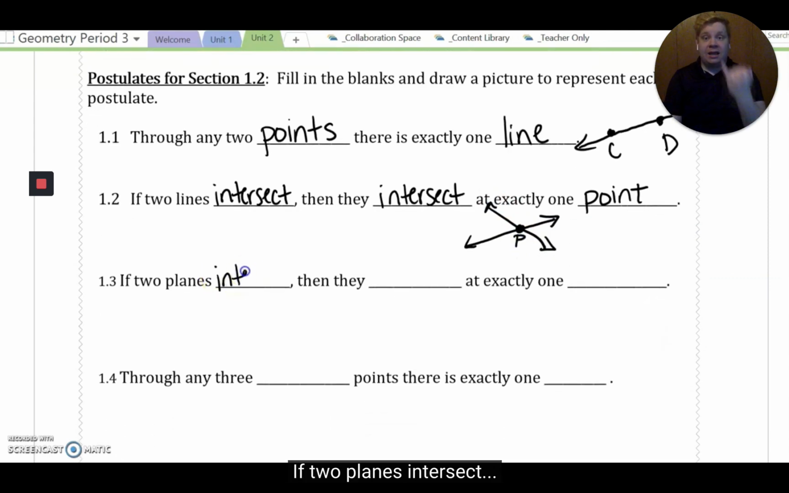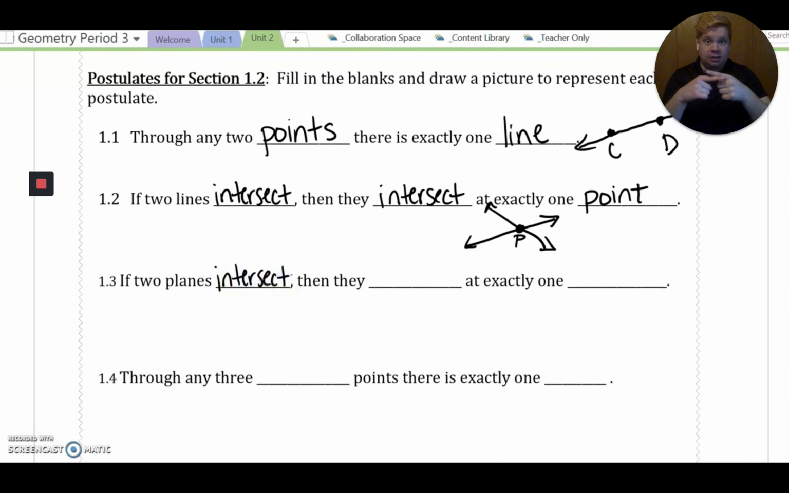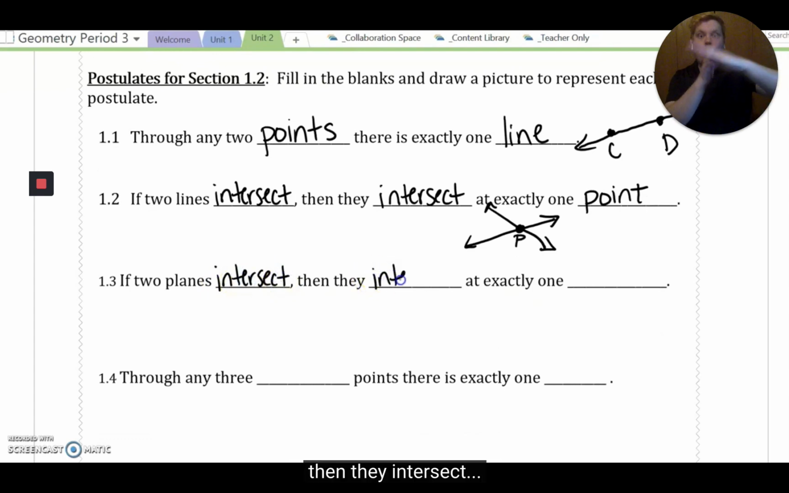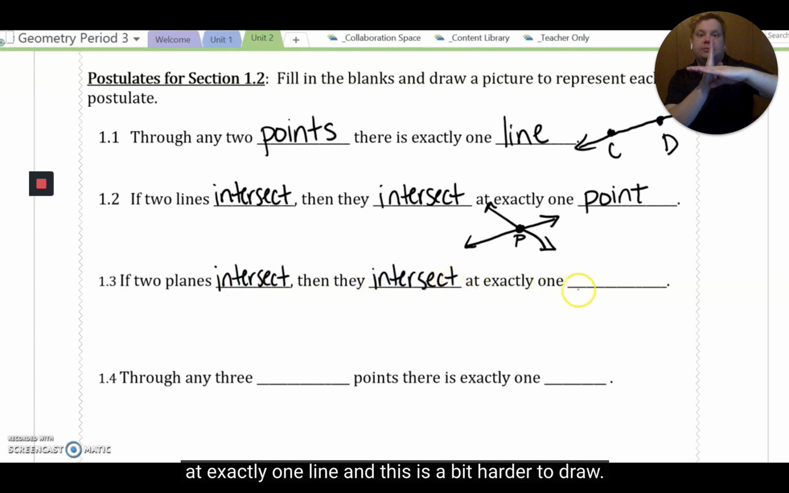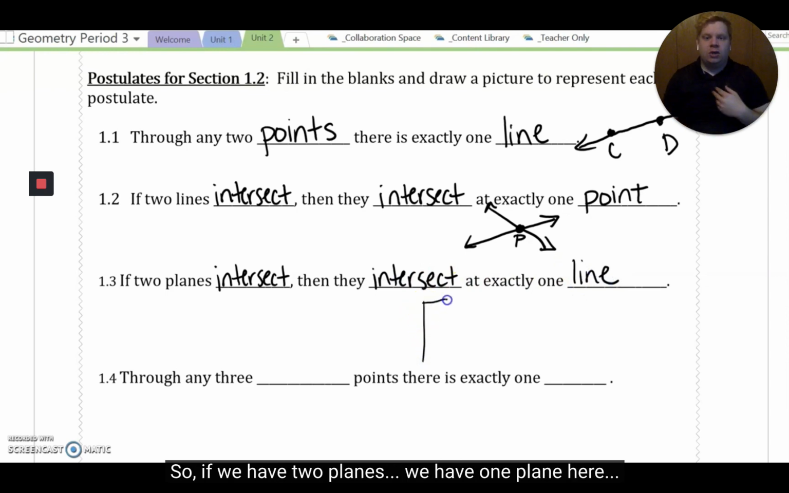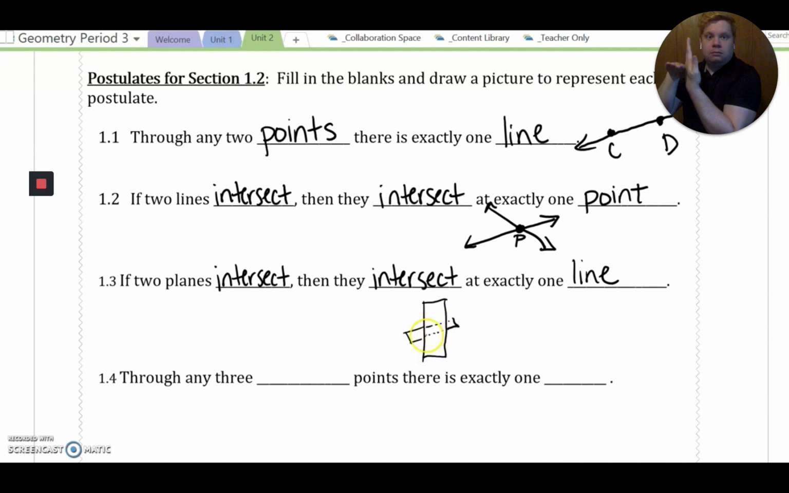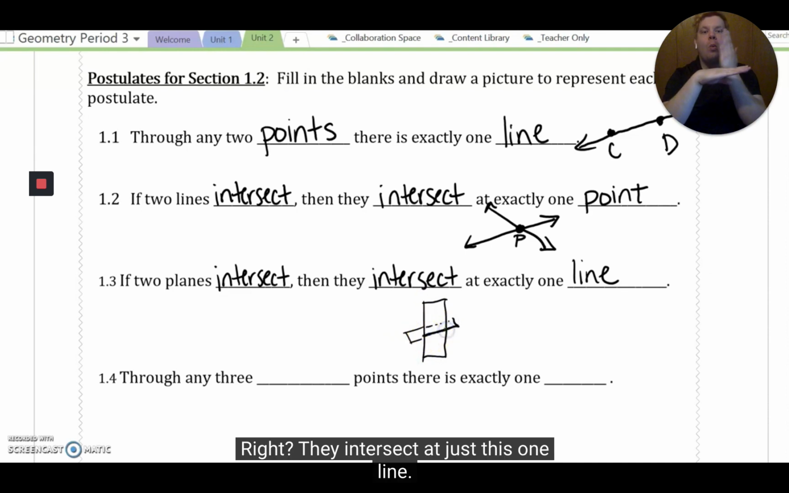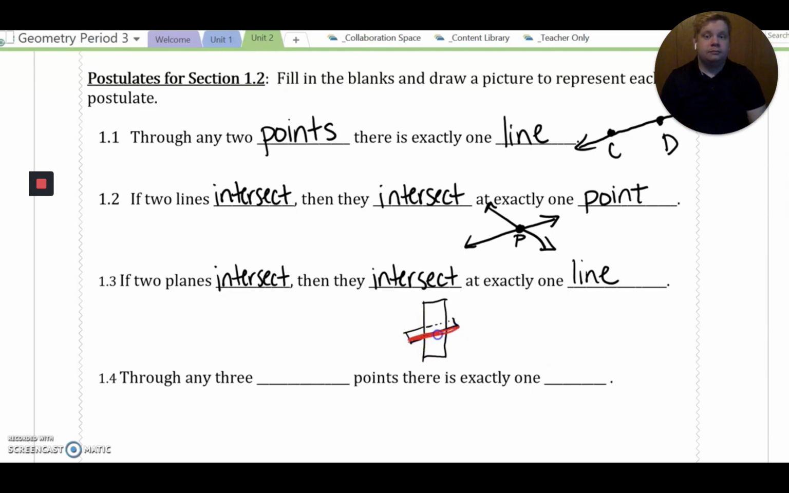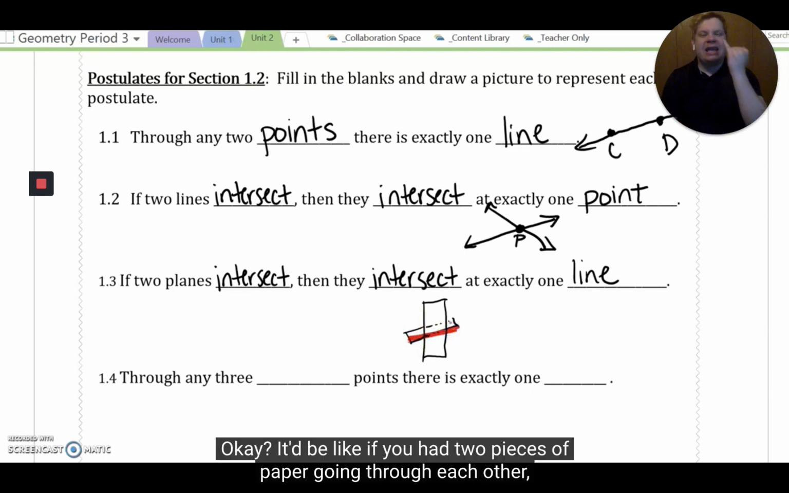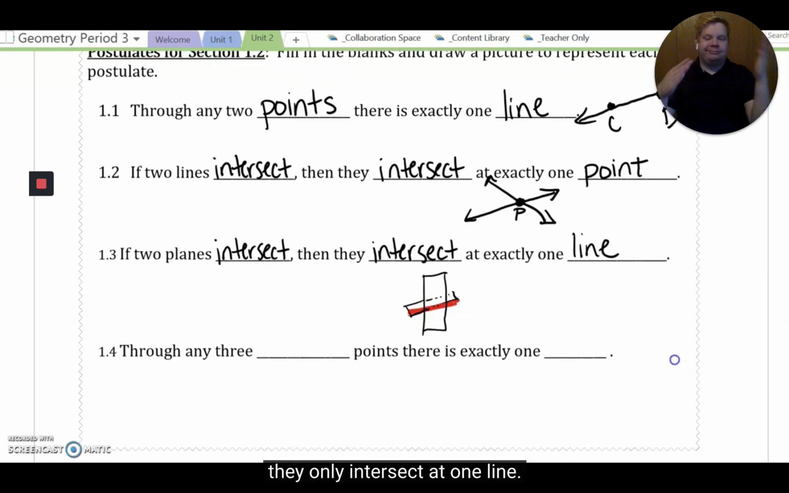If 2 planes intersect, then they intersect at exactly 1 line. And this is a bit harder to draw. So if we have 2 planes, we have 1 plane here. Then we have another plane that cuts through. Right? They intersect at just this 1 line. Okay, it'd be like if you had 2 pieces of paper going through each other. They only intersect at 1 line.